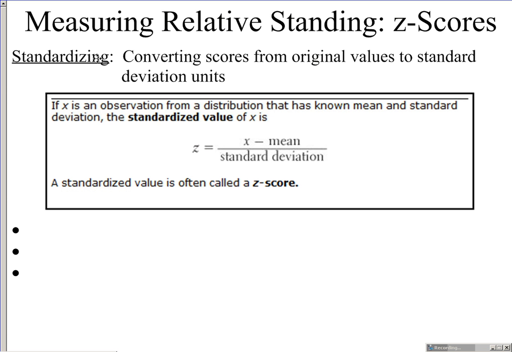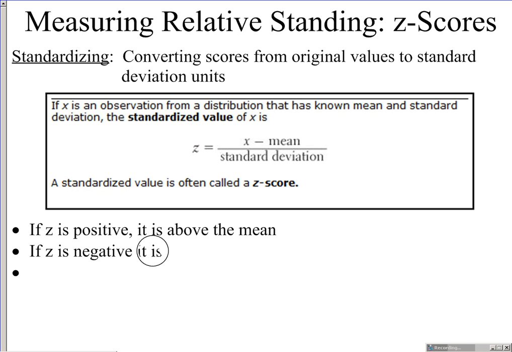If x is an observation from a distribution that has a known mean and standard deviation, the standardized value of x is given by, where we take that value minus the mean and divide by the standard deviation. So what we are measuring is the number of standard deviations you are above or below the mean. The standardized value is often called a z-score. If z is positive, that means that you are taller than the average person. If z is negative, then that means you are below the mean. It means that you are shorter than the average person.